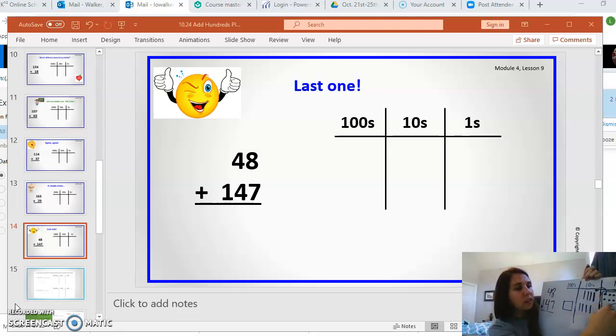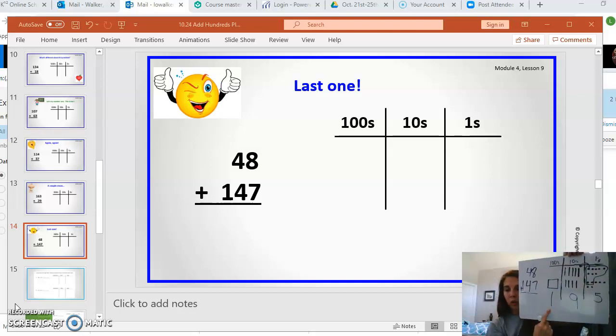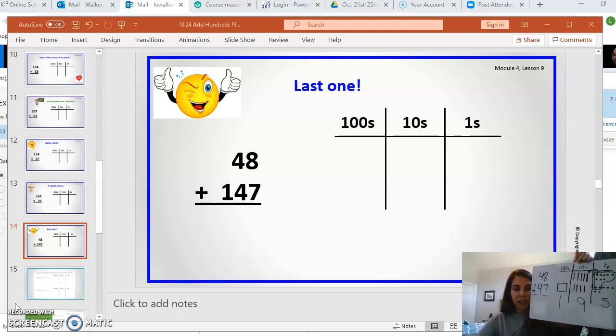So I circled a group of 10 because I had too many. I had 15 ones. That's too many ones. So I circled a group of 10 ones and I'm moving it over to the tens column. So now I only have 5 ones left and I can count how many tens I have. 1, 2, 3, 4, 5, 6, 7, 8, 9 tens, and then 1 in the hundreds, which gives me my answer, 195.